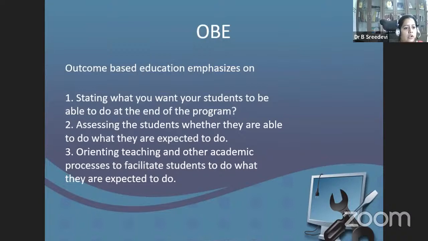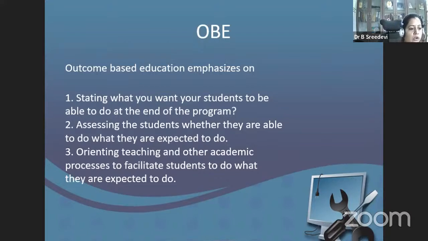In short, outcome based education emphasizes what your students should be able to do at the end of the program. So after learning computer science, what will the students be capable of in the field of computer science? Then assessing the students whether they are able to do what they are expected to do. Definitely, your objectives and aims should be mapped with each other in such a way that both are consistent with each other. Then orienting teaching and other academic processes to facilitate students to do what they are expected to do.